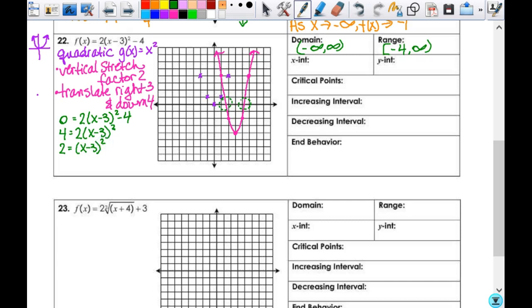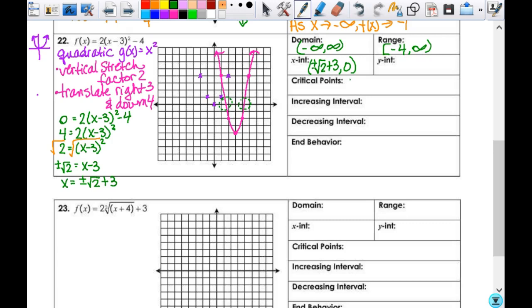To get rid of the squared, I'm going to have to take the square root of both sides. When I introduce a square root, this becomes plus or minus the square root of 2. That's where you get your 2 answers from. That's equal to x minus 3. Then I add 3 to both sides, and I get x equals plus or minus the square root of 2 plus 3. Or you can do 3 plus or minus the square root of 2. It really doesn't matter either way, but those are my x values, so that is plus or minus the square root of 2 plus 3, comma 0. That counts as 2 points because you got your plus or minus in there.